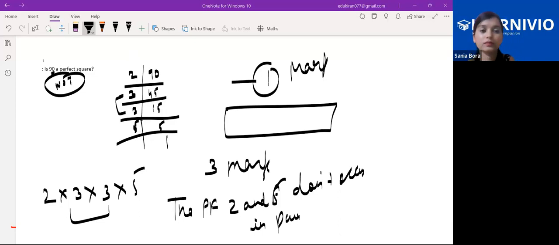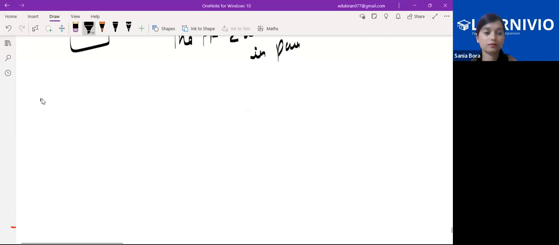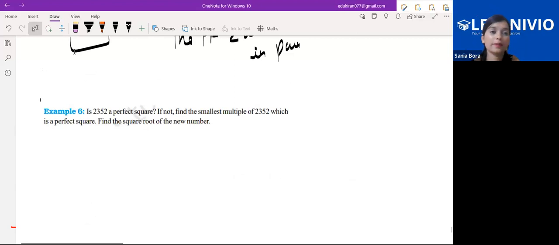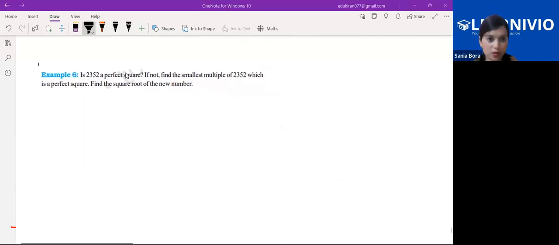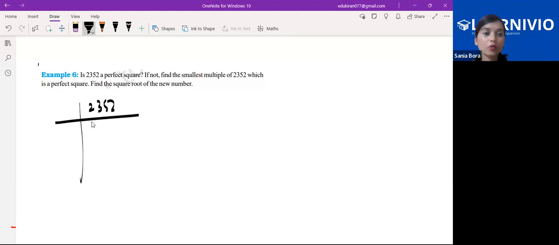Yes? Or no? Yes, ma'am. Okay. Now, I wanted to start this today, but we don't have enough time, but let's get a hint. This is example number 6. It says, is 352 a perfect square? If not, find the smallest multiple of this which is a perfect square. So, whenever you have to find a perfect square, these types of questions come. First, we will do prime factorization of this. Through prime factorization, you will find out whether it's a perfect square or not. So, everybody do this and tell me whether this is a perfect square or not.